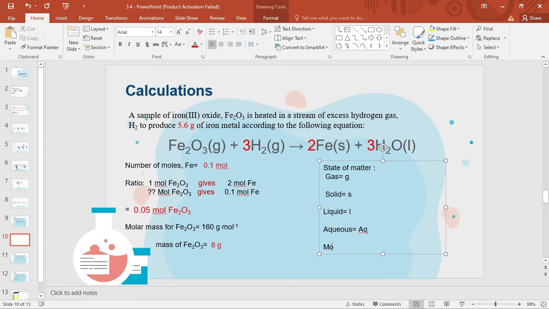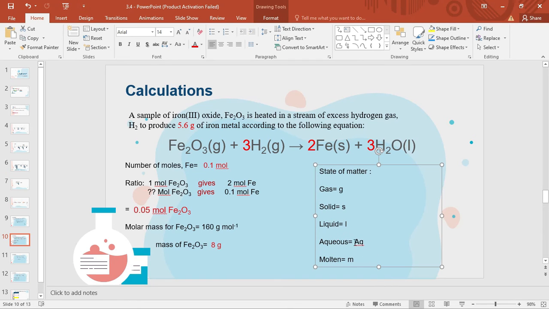Aqueous. Water. Okay. States of matter. Everyone know what is states of matter? Okay, of course.